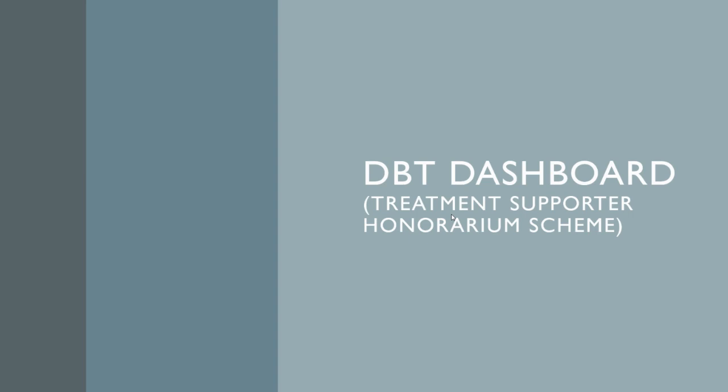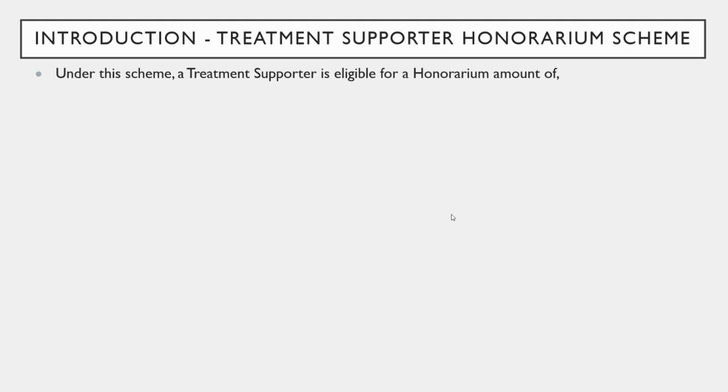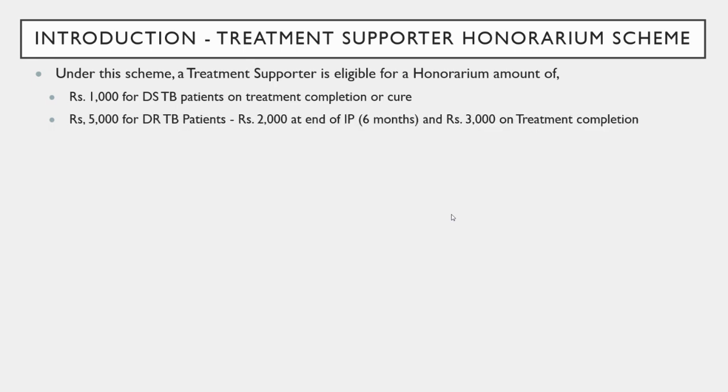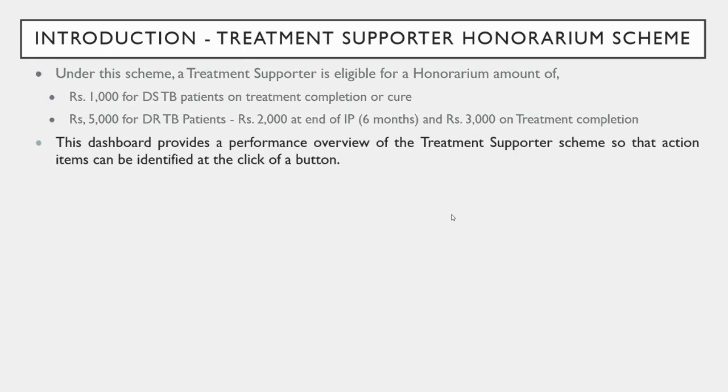Let us understand the Treatment Supporter Honorarium Scheme dashboard. Under this scheme, a treatment supporter is eligible for an honorarium amount of 1,000 rupees for DSTB patients on treatment completion or cure, and 5,000 rupees for DRTB patients, of which 2,000 rupees is payable at end of IP, that is, after 6 months of treatment initiation, and 3,000 rupees on treatment completion.